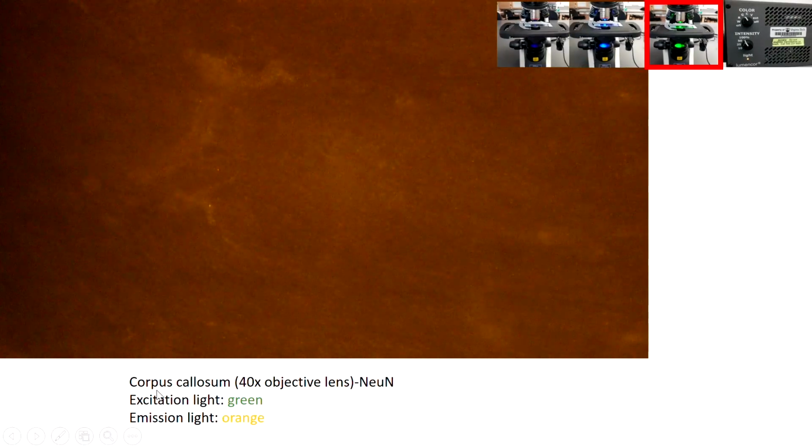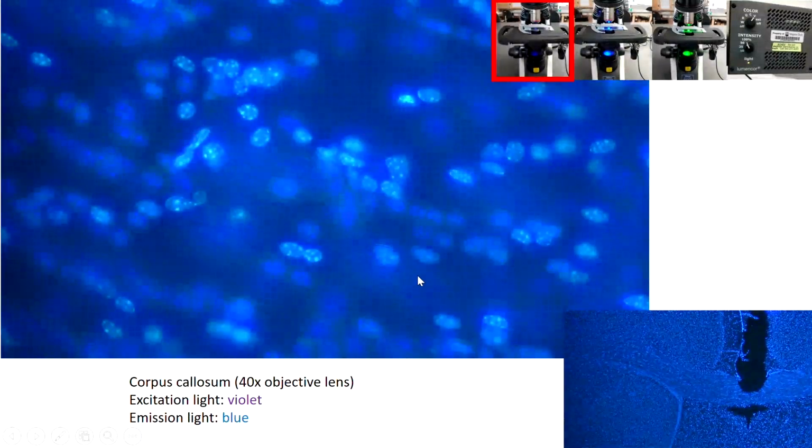Okay, so this one is still corpus callosum, under the 40x objective lens. The excitation light is green, which is like this, and the emission light is orangish. However, I don't have anything staining here other than these off-target stains. Is there something wrong? No. Why is that? Because we are staining the corpus callosum, is that right?